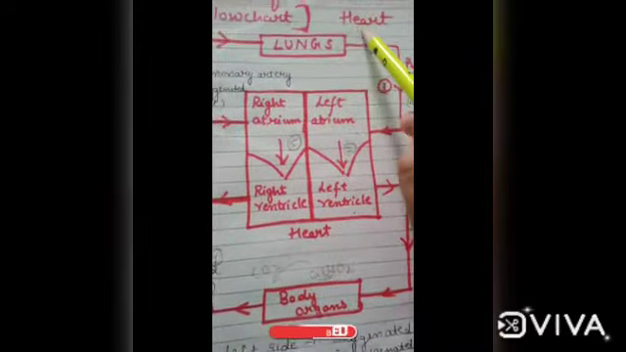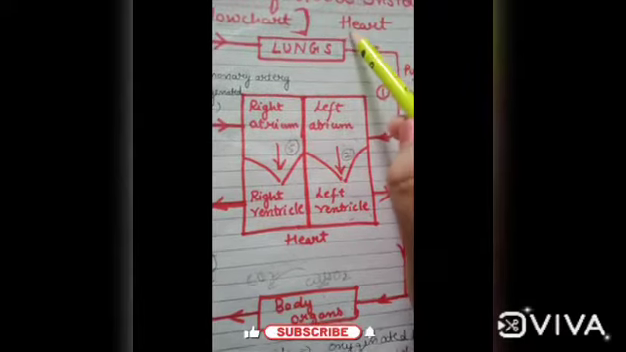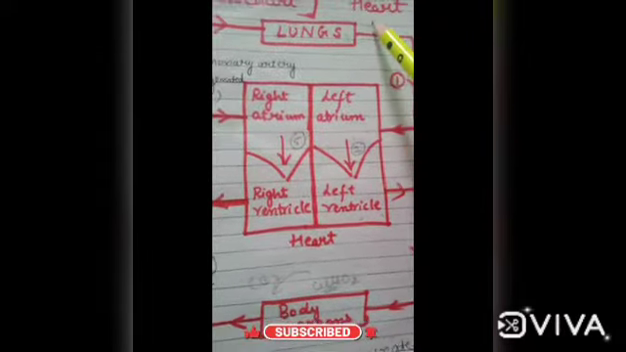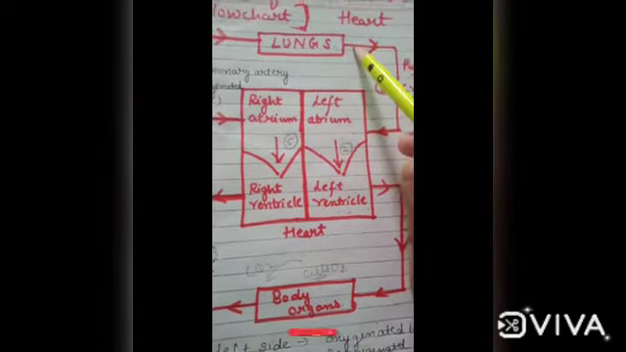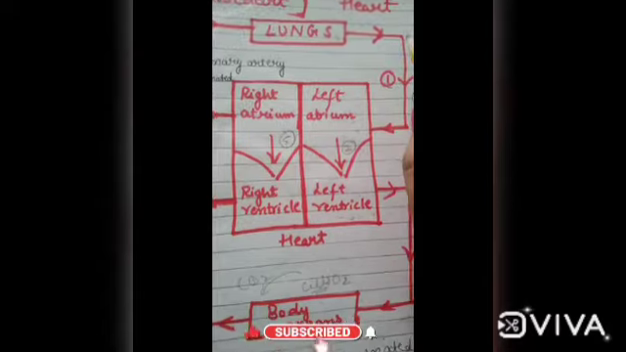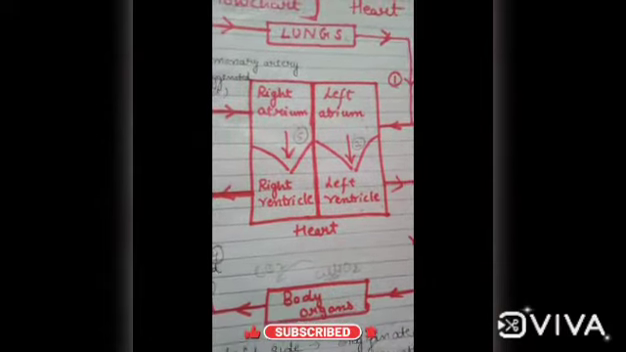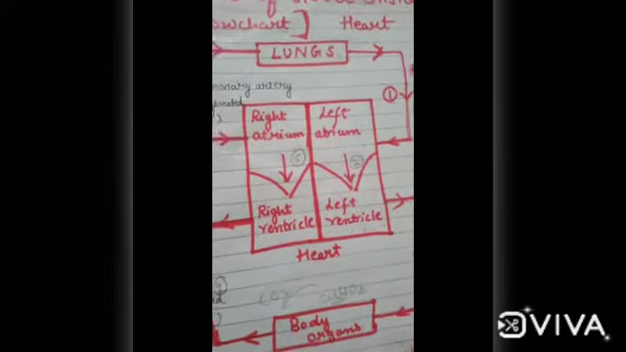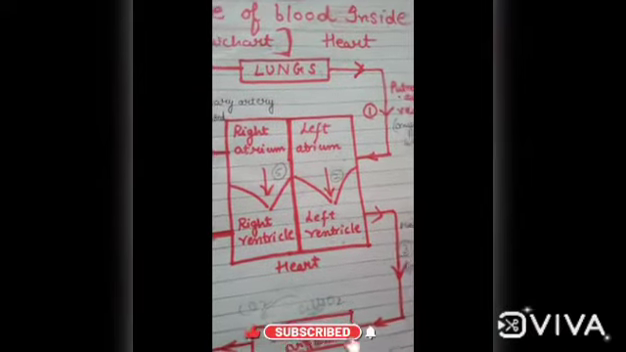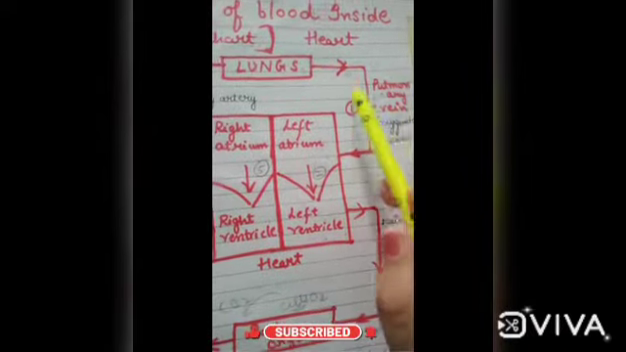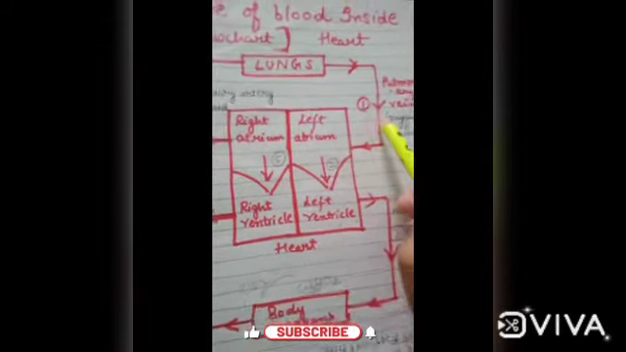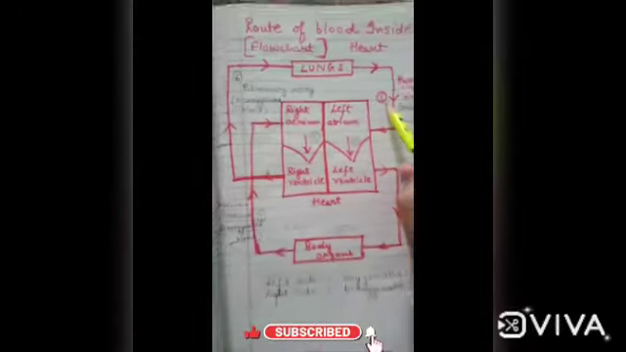So first of all, the oxygen rich blood. When the human being inhales, the oxygen enters the lungs. Then it enters the blood and mixes with it. Then it becomes oxygenated blood. The pulmonary vein delivers the oxygenated blood from the lungs to the left atrium of the heart. This is the first step.